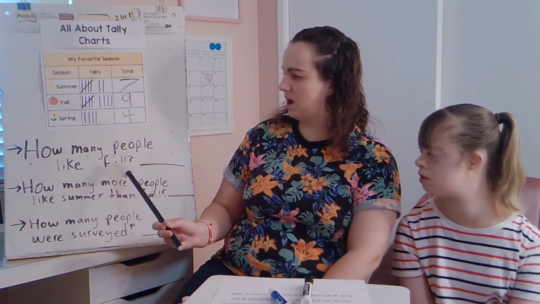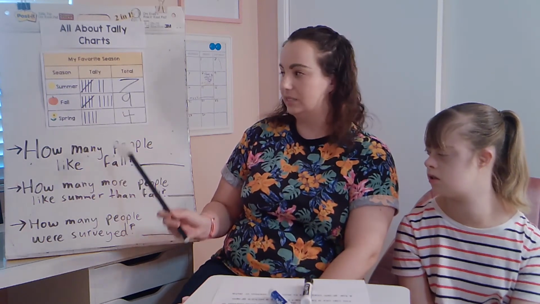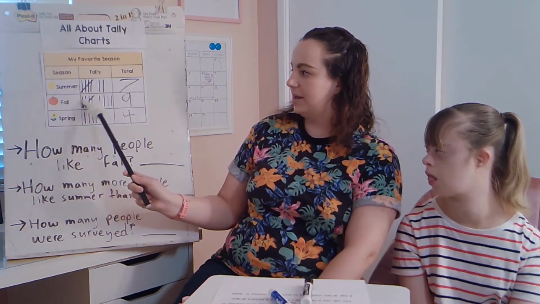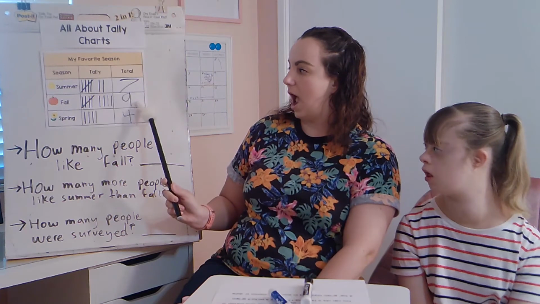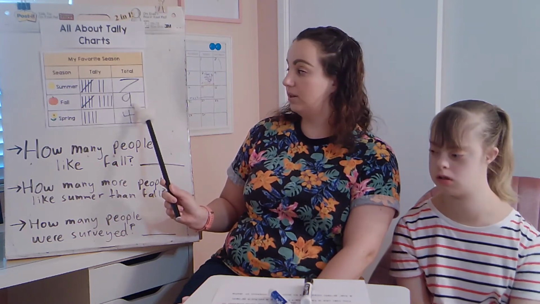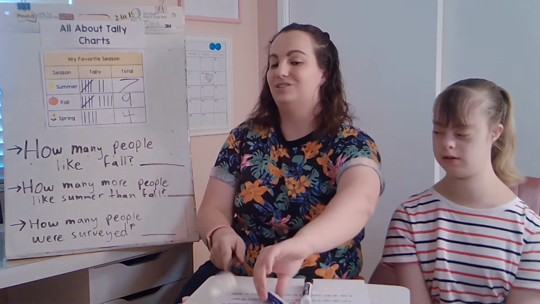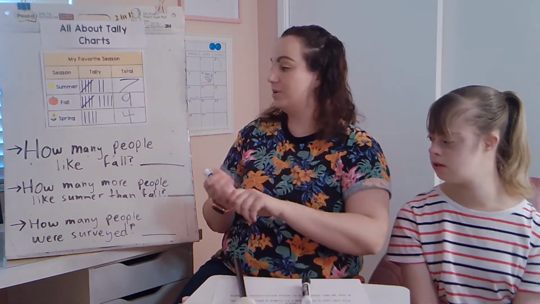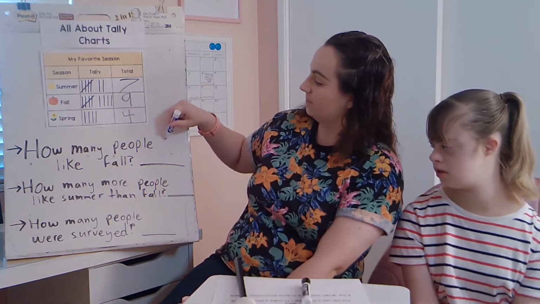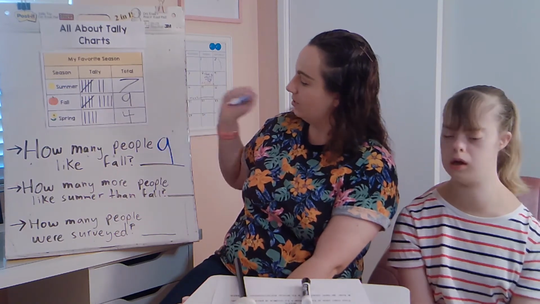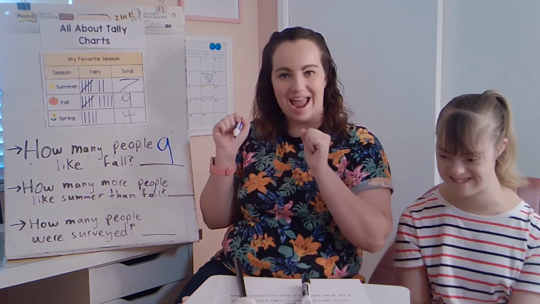So it's saying how many people like fall. So I'm going to find fall. Let's see what we found. How many people liked fall that they voted for it? 9. 9, yes. So using that information from our chart, we answer the question. 9 people liked fall. Yay.